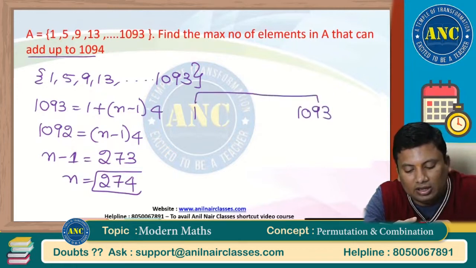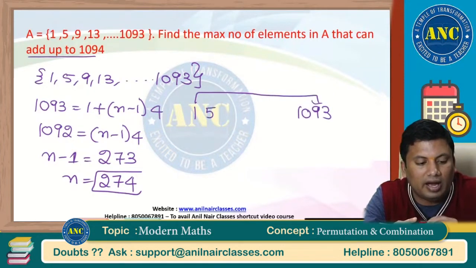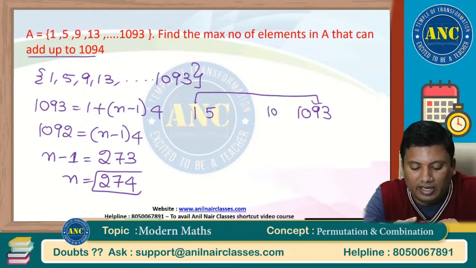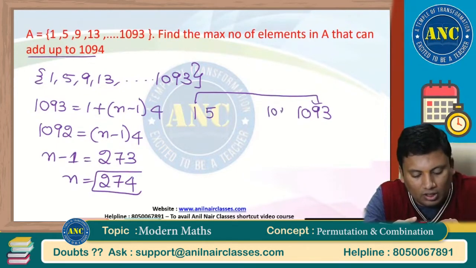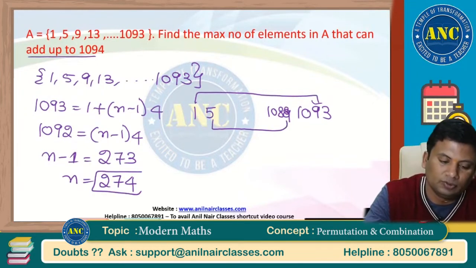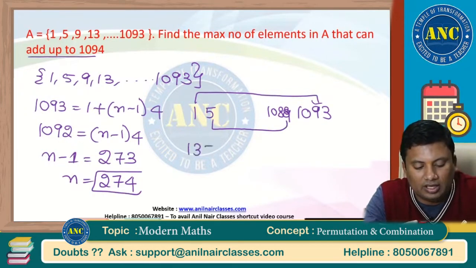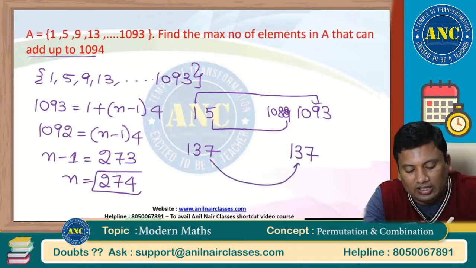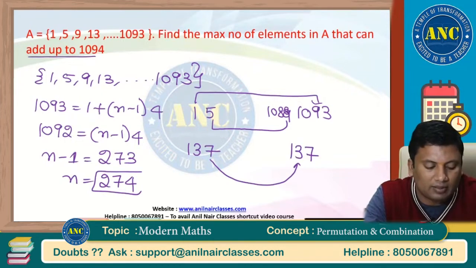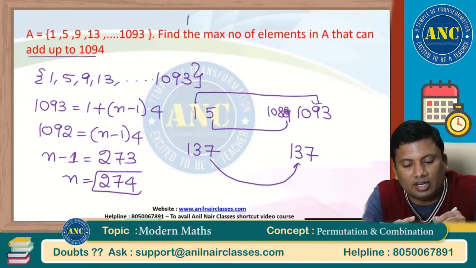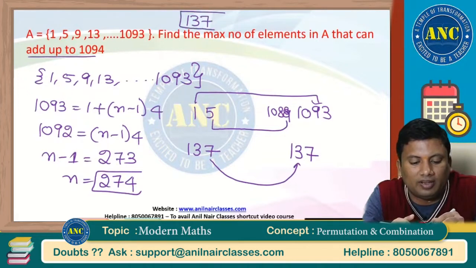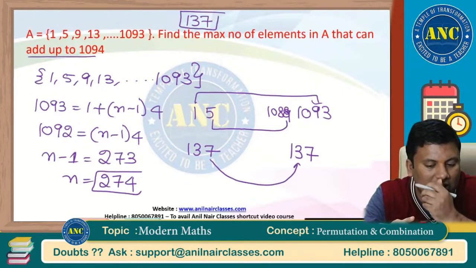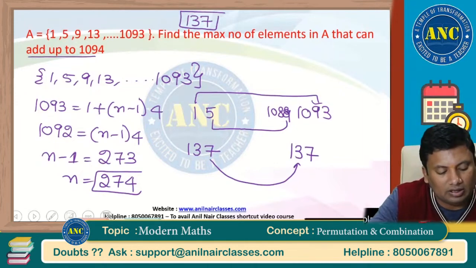If you observe, the first one and the last one, 1 and 1093, the sum is nothing but 1094. 4 added here, 5. 4 if I decrease, 1088. 4 added, 4 decreased, 1089. Again it is 1094. That means 137 values on the left hand side will get added with 137 on the right hand side to get the sum 1094. The answer is how many values? Maximum number of elements, which is nothing but 137.